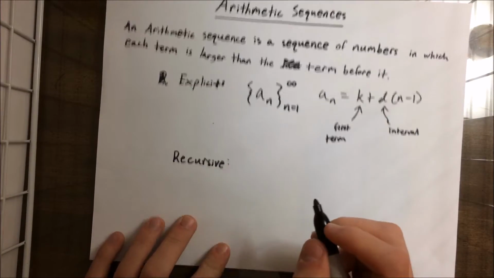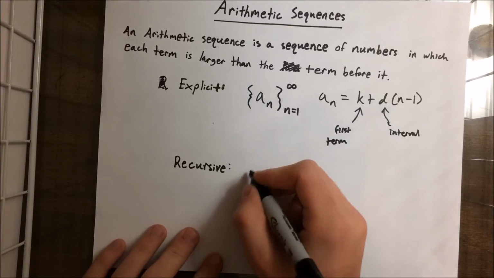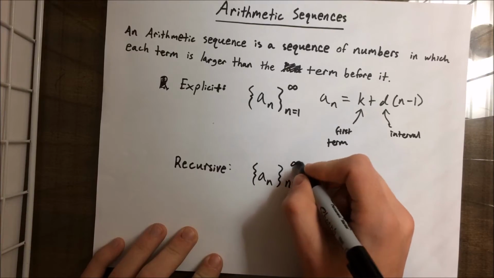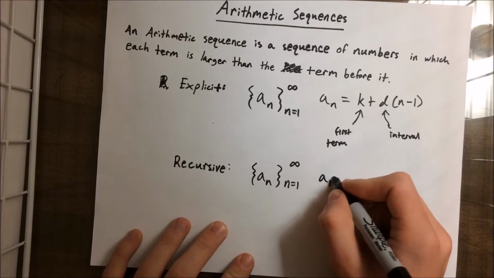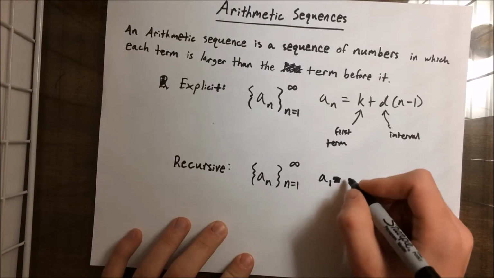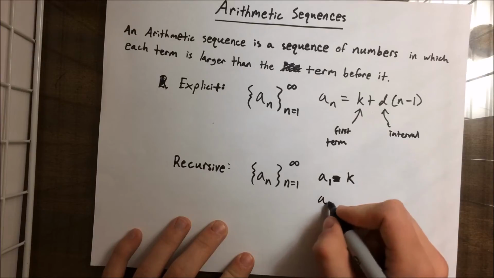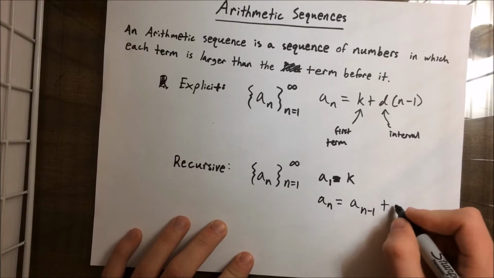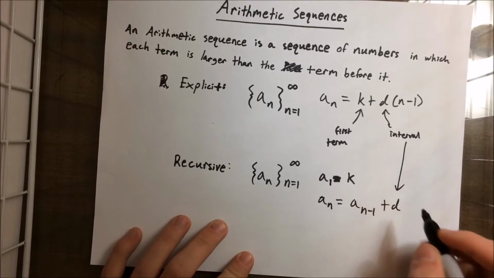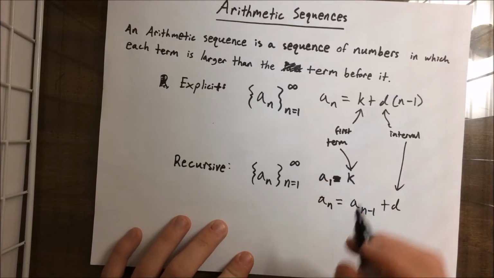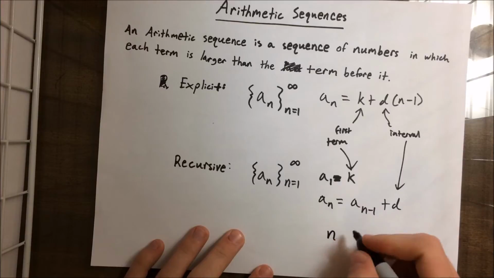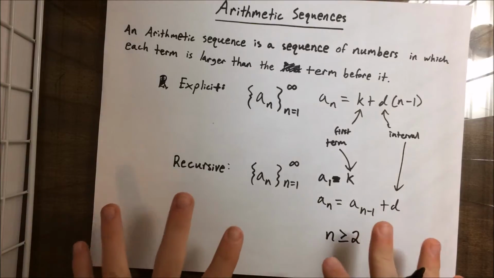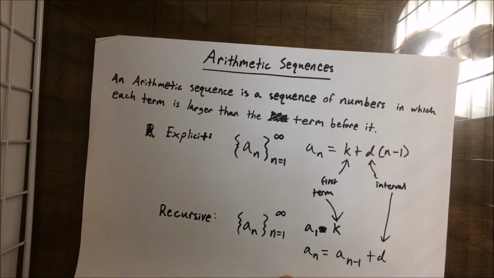Okay, and then the recursive definition is a sub n from n equals 1 to infinity, where a sub 1 is equal to k, and a sub n is equal to a sub n minus 1 plus d, where d is again the interval and k is the first term, a sub 1. And this is where n is greater than or equal to 2. Okay, so with this information, let's go ahead and do a few examples.